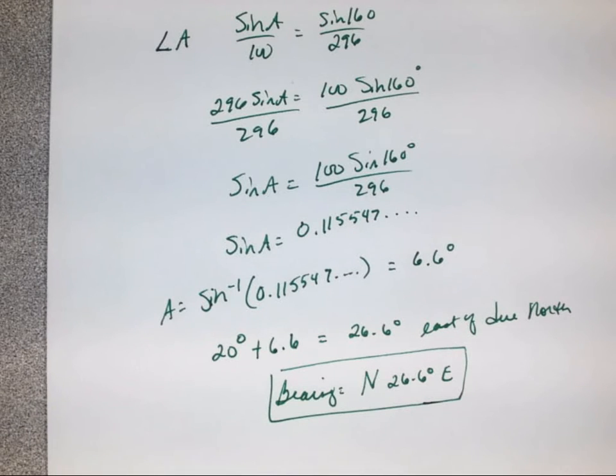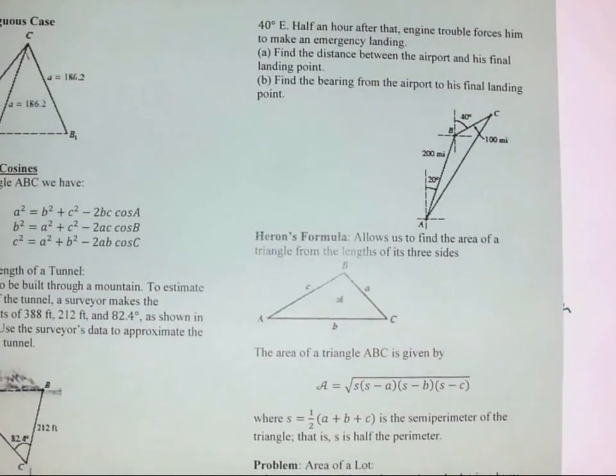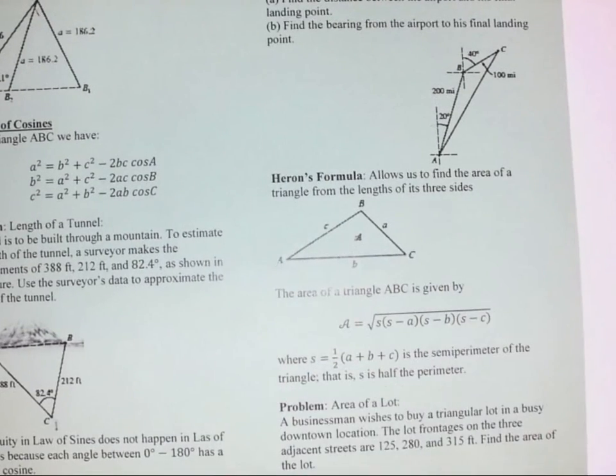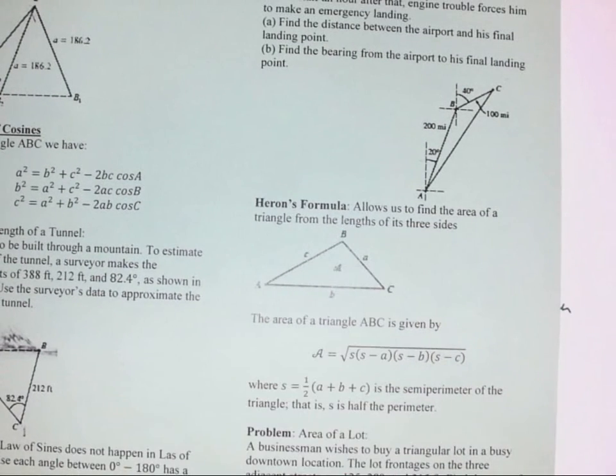All right, so we have another problem that we're going to do. The next problem we're going to do deals with the area of a triangle. So we are looking at a formula here. It's going to be called Heron's formula. It allows us to find the area of a triangle from the lengths of its three sides. So we don't have an angle. We're just going to find it by the triangle's sides.